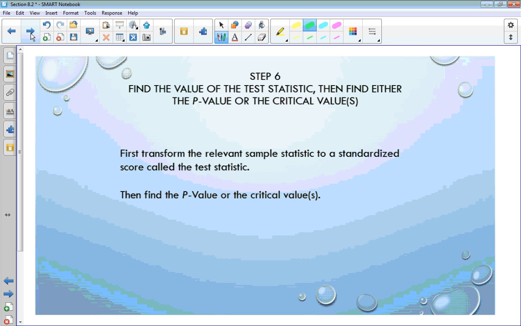Step 6, we're going to find that statistic and find either the p-value or the critical value. So we're going to transform everything to the standardized score called the test statistic, Z or T. From that, we'll be able to find our p-value or our critical value. The p-value is really the area under the curve, and the critical value is that T or Z which separates what we think of as usual or unusual.